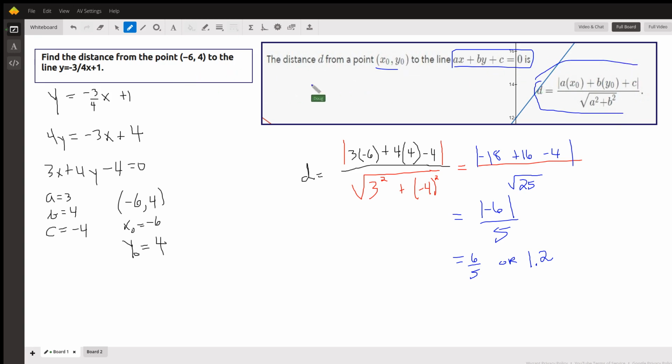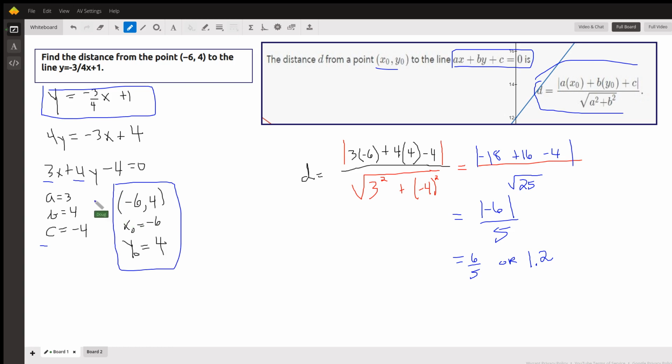So if you're going to use the formula, you'd have to put this in the form ax plus by plus c equals 0. I'd multiply every term by 4 to clear the equation of fractions, and then collect every term on the left side. 3x plus 4y minus 4 equals 0. A is 3, b is 4, c is negative 4. And the x sub 0, y sub 0 comes from the given point.